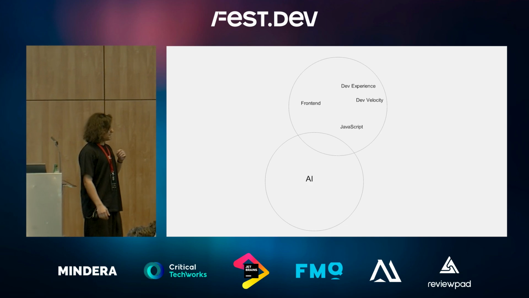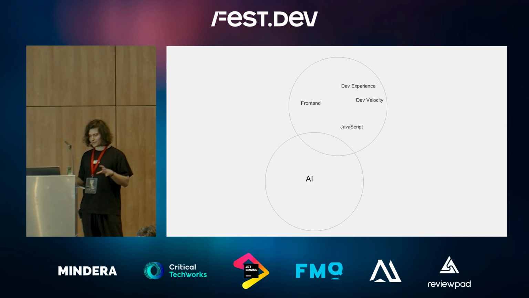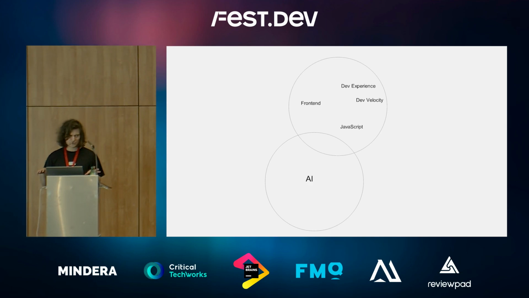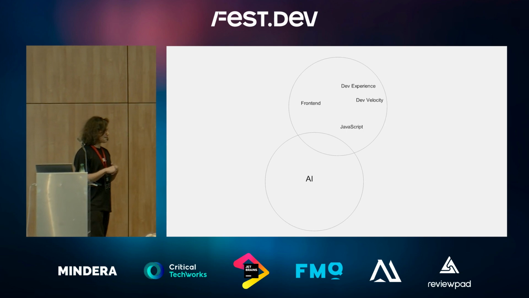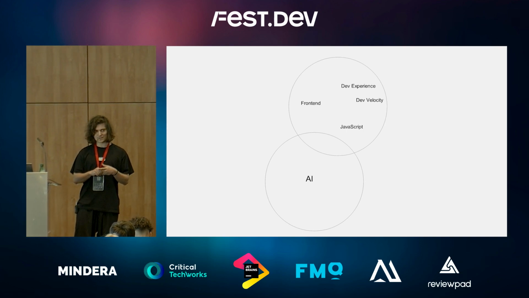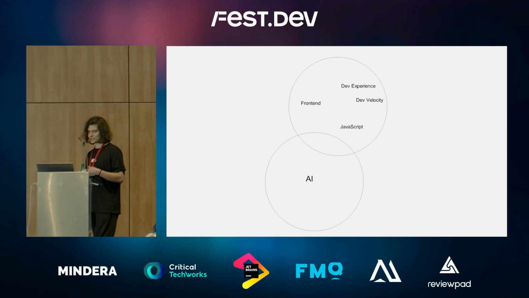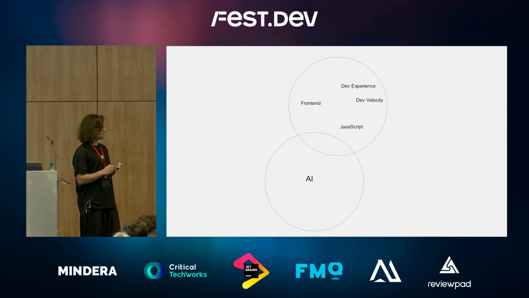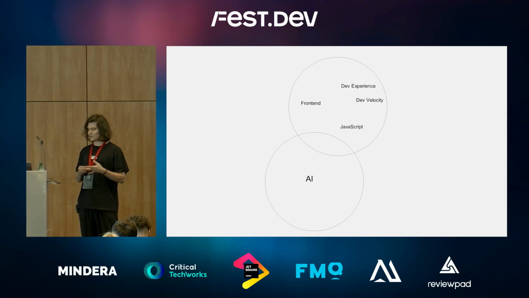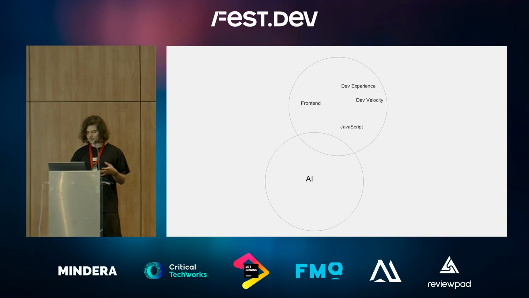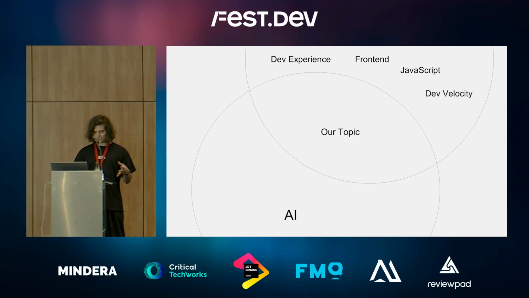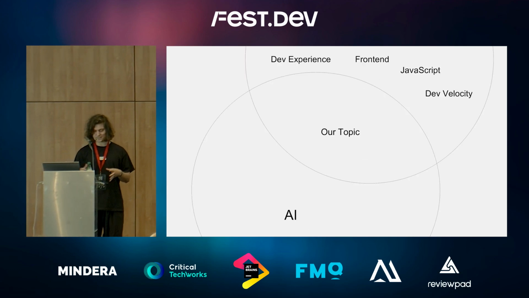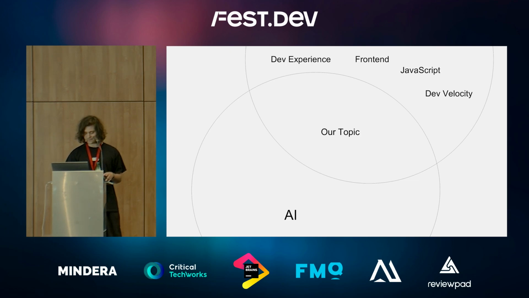So, we're going to talk about two big parts in general about software development. The one part that I'm really familiar with is front-end. It's also about developer experience. It's about development velocity, and it's about JavaScript. And today we are going to talk about both things, about AI and about developer experience.